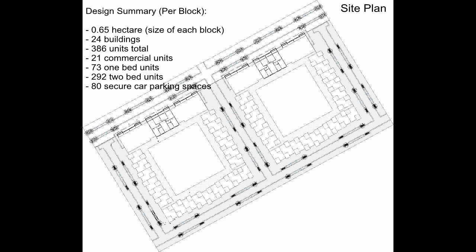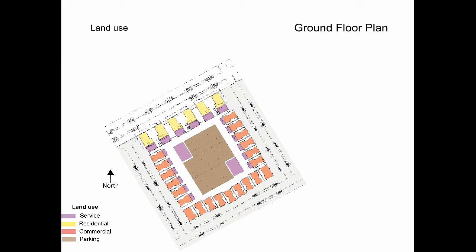Without including the public on-street parking, there are 80 secure car parking spaces on the ground floor. Now the ground floor land use pattern. Most of the ground floor units are commercial as marked by the red color in the plan. The residential use is shown by the yellow color. The service areas are at the rear as marked by the purple color. The brown color shows the car parking area.